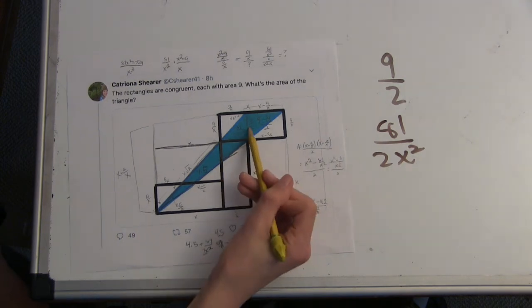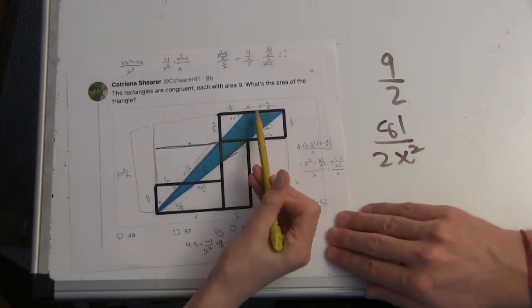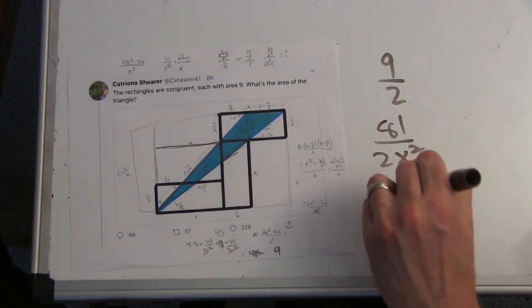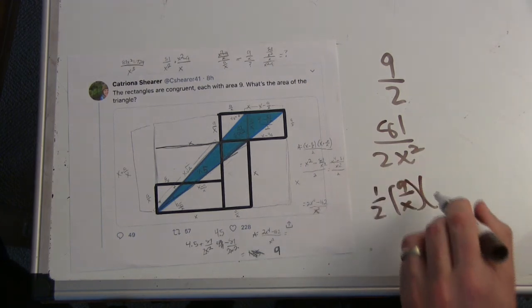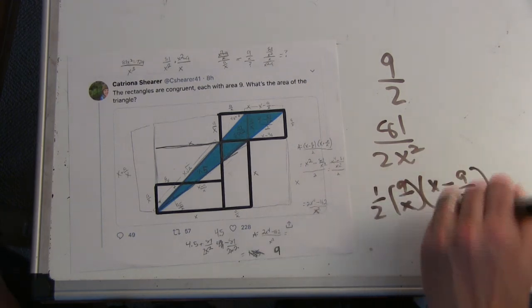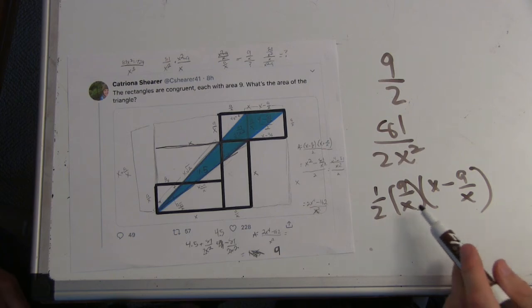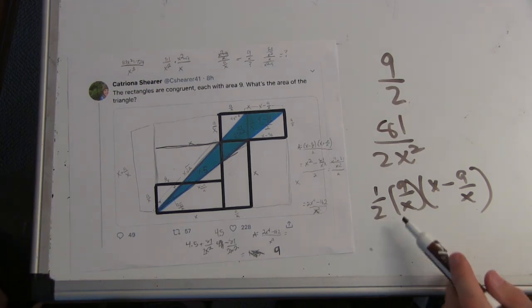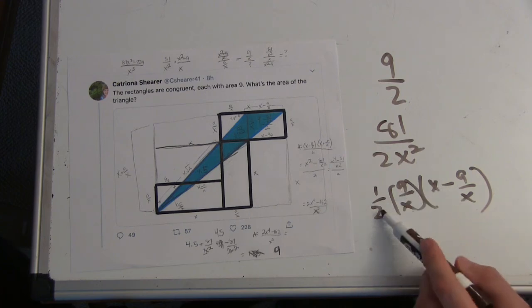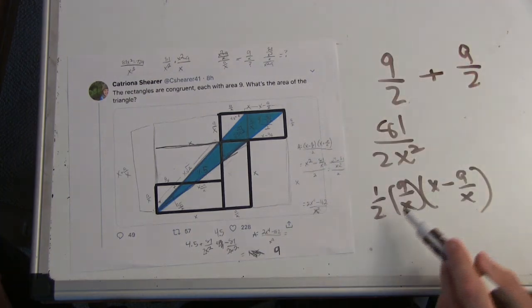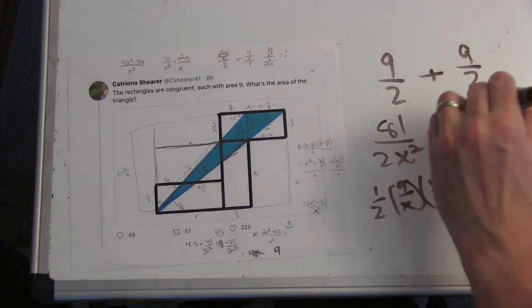And this triangle is 9 over x times x minus 9 over x, over 2. So 1/2 times 9 over x times x minus 9 over x. And that becomes 1/2 times 9, minus 81 over x squared. Oh, I see. The x cancels, so we get 1/2 times 9 over x times x, so that's 9/2 again. That matches that, and then this is minus 81 over 2x squared.